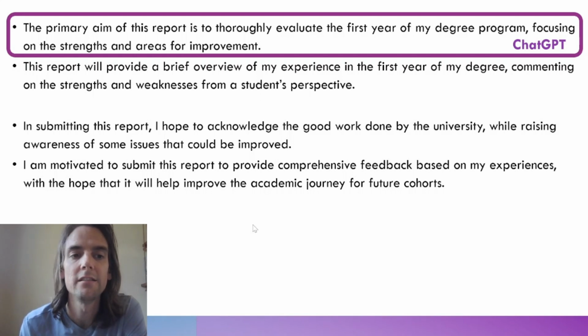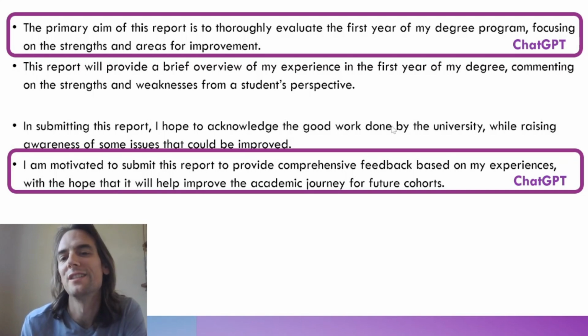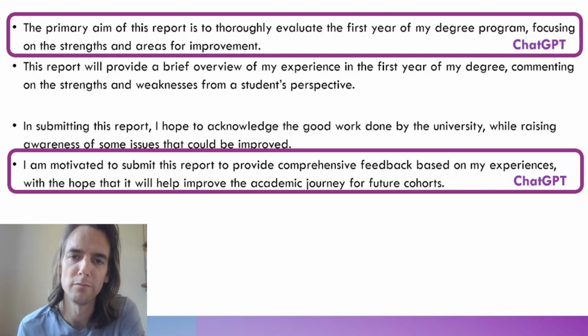For the second pair, read them. What do you think? The second sentence is ChatGPT. The first one is, again, a bit more human because I'm acknowledging the good work done by the university. ChatGPT wouldn't do that. It's a soulless, cold monster, isn't it?